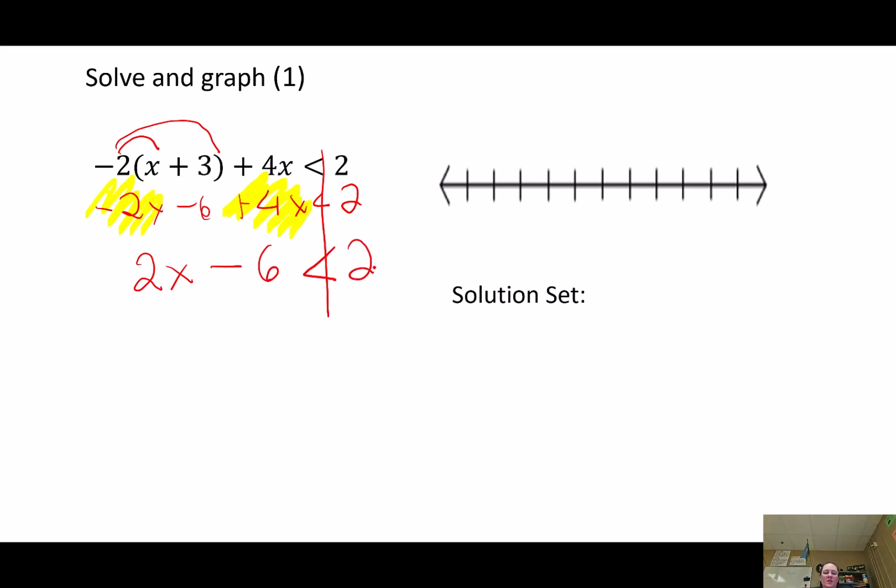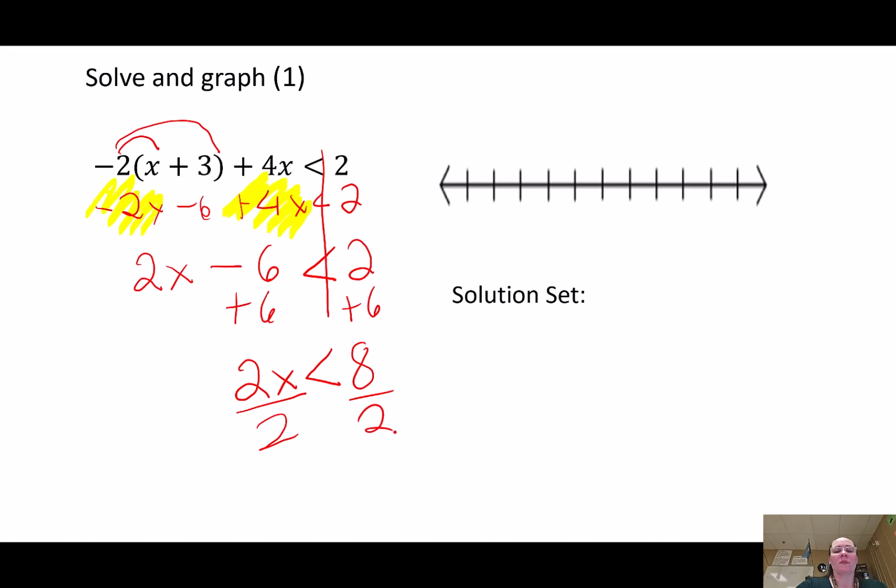Well, I don't have variables on both sides, but I do have a two-step inequality. So now I can add 6 to both sides, leaving me with 2x less than, well, 6 plus 2 is 8. Divide both sides by 2, and I get x is less than 4. Okay, so x is less than 4 is our solution set. So at 4, we would do an open circle, and it would be shading to the left.